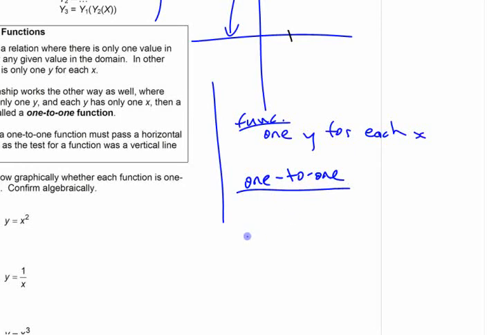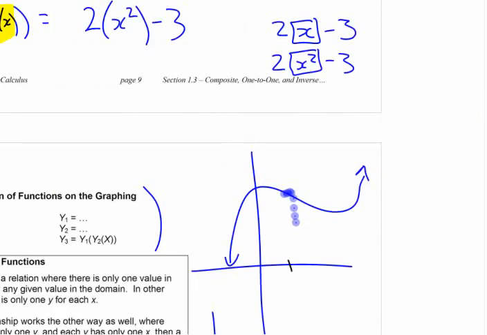It means if you pick this x value, it has one y value, but if you pick one y value, it only has one x value. Is this function one-to-one? It's not, right? When you pick an x value, sure, there's only one y value for that. But when you go the other way, if you pick this y value, there's two x values, that one and that one. There's an x value, there's another one. This is not a one-to-one function.